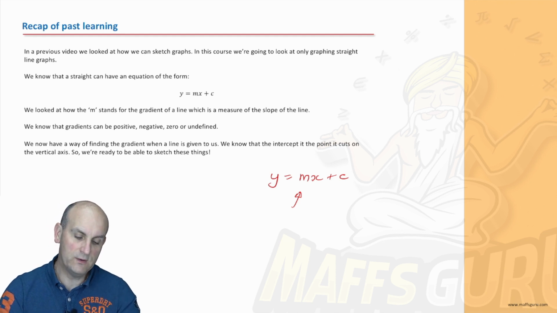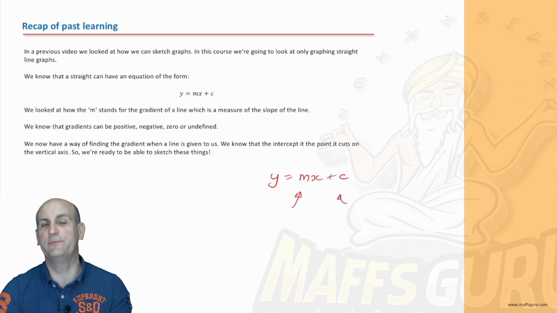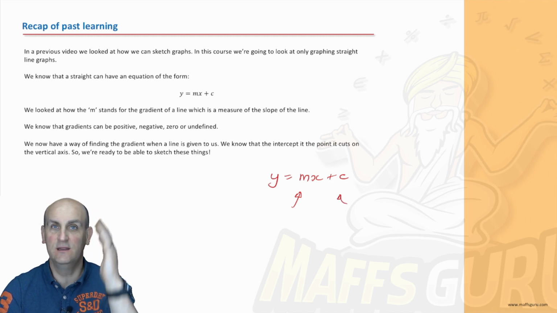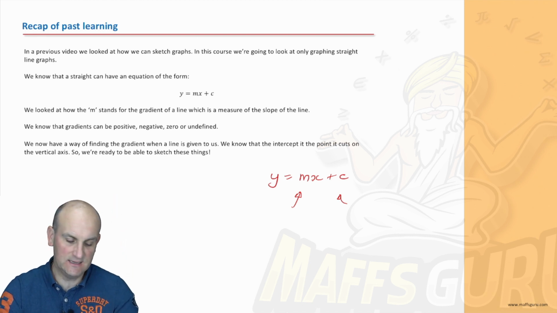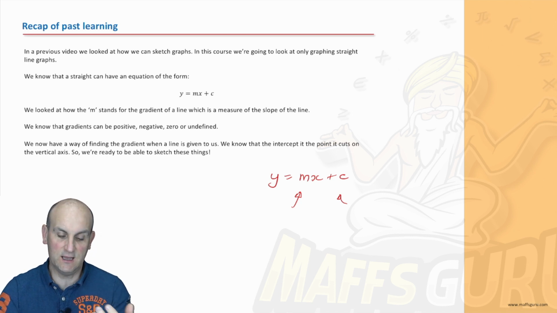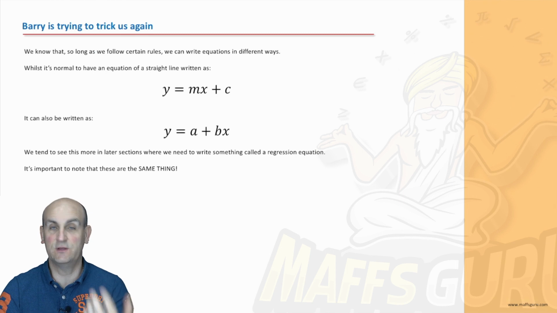Yeah. What else do we know? We know that c basically was the intercept on the y-axis. And what does that mean? There's your y-axis. Where the line crosses, that's what we call the intercept. Now we've got a way of finding the gradient. We know the intercept, it cuts on the vertical axis. So let's have a go at sketching these things.